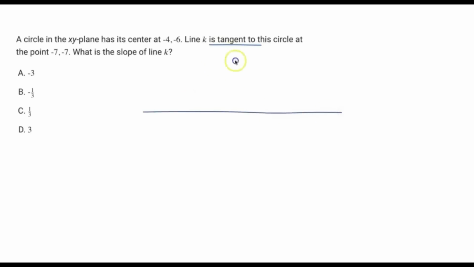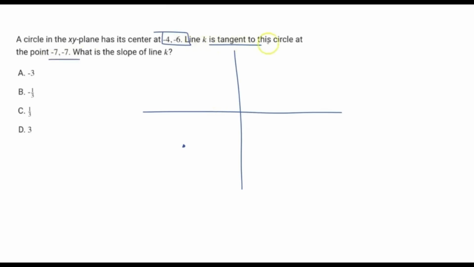So if we draw the coordinate plane here, and we know that the circle has its center at these coordinates, negative 4, negative 6. So it's going to be somewhere, I don't know, like right here. And we don't actually know the radius of the circle. We probably could calculate it using these points and finding the distance and stuff, but that's not really relevant for our problem, and you'll see why.